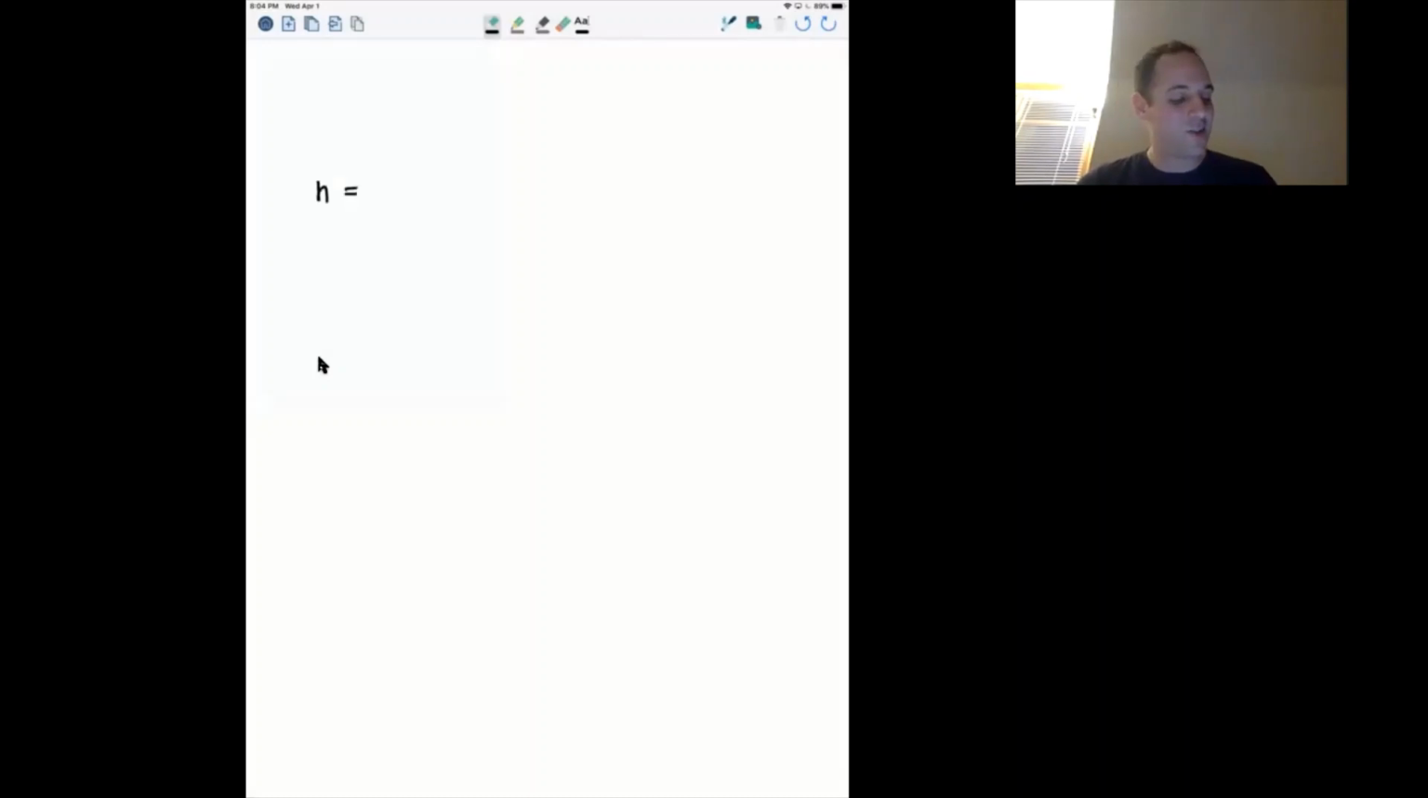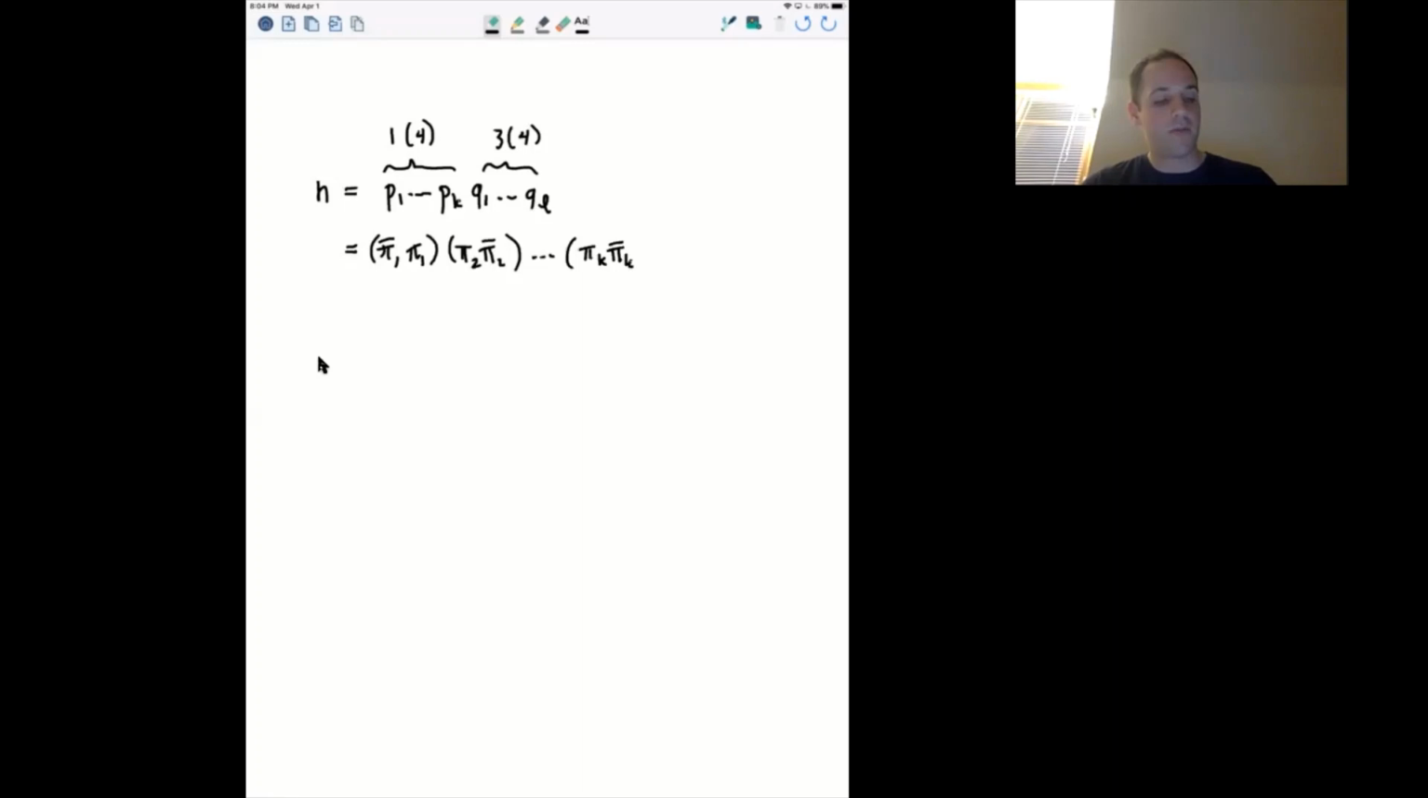So if you start with your n, which is p1 up through pk times q1 up through ql, and these ones are the ones which are 1 mod 4, and these are the ones which are 3 mod 4. Then each of the ones which are 1 mod 4, you can write as some Gaussian integer times its conjugate, pk times pk bar, and the other ones just get left as is, q2 to ql.